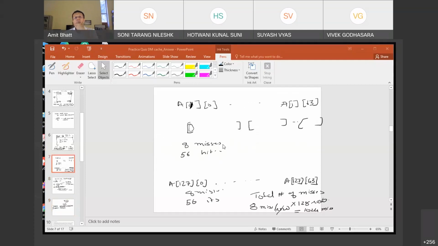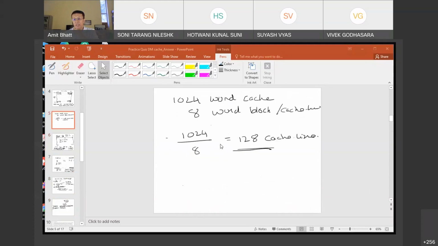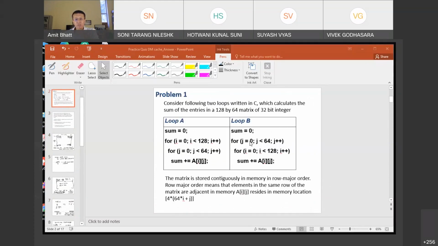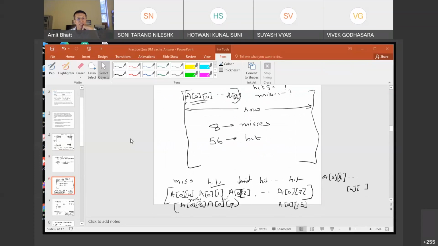Now, we come down to the second loop. And that's where things become interesting. In the second block, this problem starts over here: for j equal to 0, j less than 64, j plus plus, and the inner loop is i equal to 0, i less than 128, i plus plus. So this is what is happening here. So let us write for the second block, or the second loop, I should say.